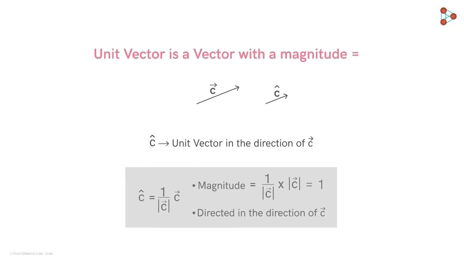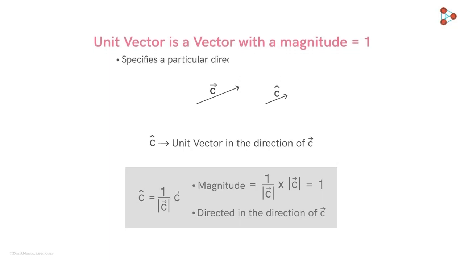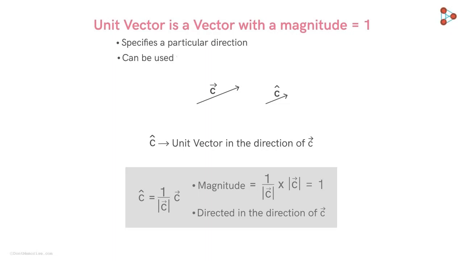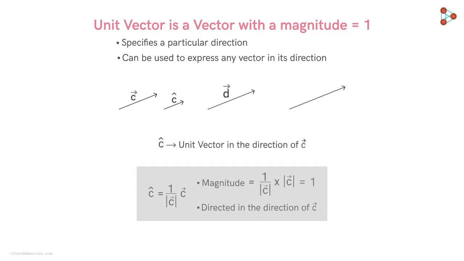So a unit vector is simply a vector whose magnitude is equal to 1. The speciality of the unit vector is that it just specifies a particular direction. Therefore, the advantage of a unit vector is that we can use it to express any vector which is along its direction. Let's take a few examples and understand this.